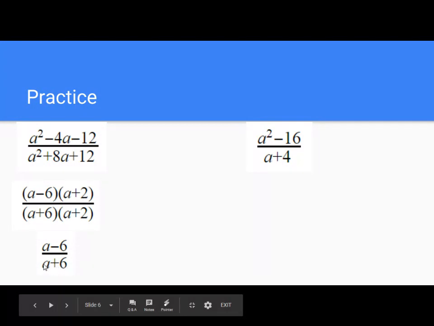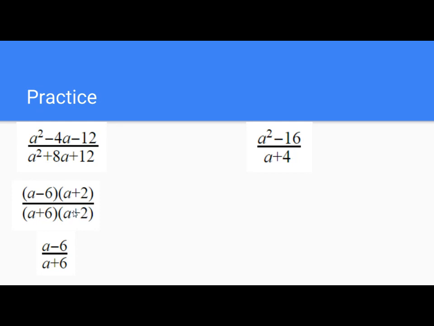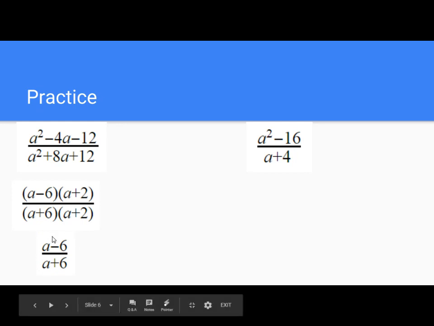The excluded values, a could not be negative 6. Negative 6 plus 6 would be 0. That would cause a problem here. But also, going back a step, if a were negative 2, a plus 2 would be 0. And 0 times 4 would still be 0. So if this were 0, we would also have a problem. So the excluded values for the simplified expression here would be a could not be negative 6, because negative 6 plus 6 is 0, and you can't divide by 0.